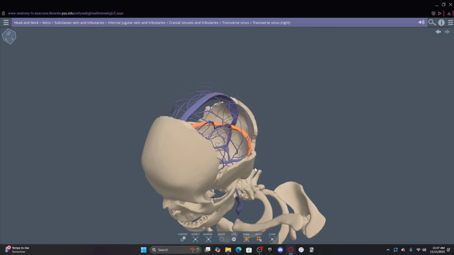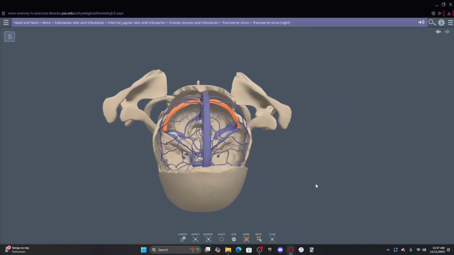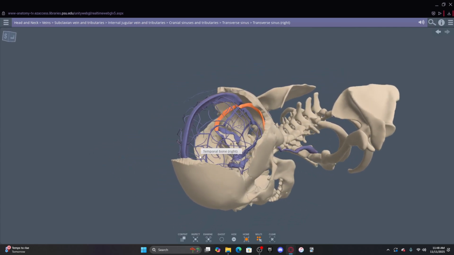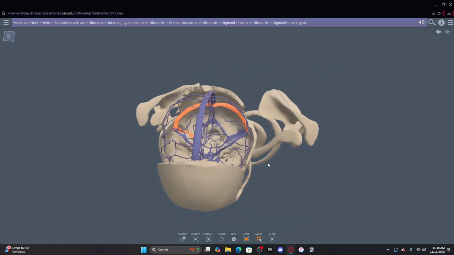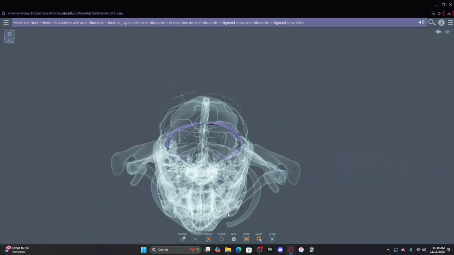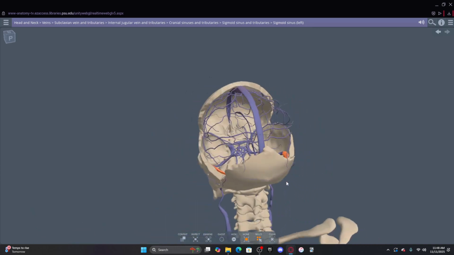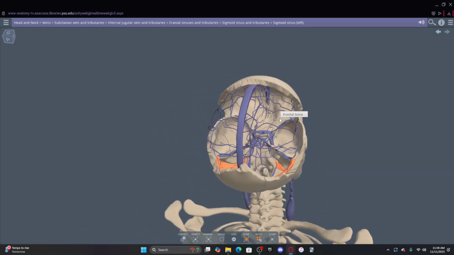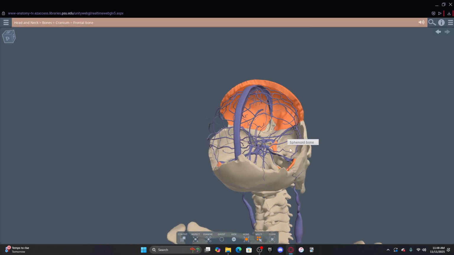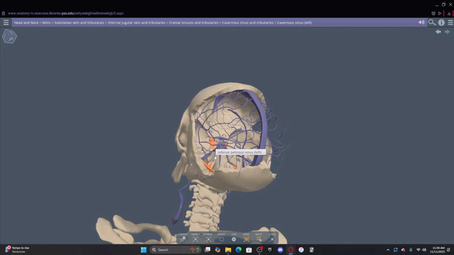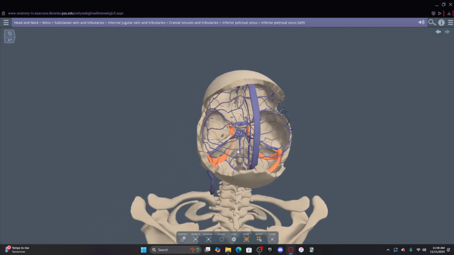So then we move into our transverse sinuses. So we went from superior sagittal sinus, confluence of sinuses, to transverse sinus. And then from there we go into the sigmoid sinus. And then we have our cavernous sinus, which drains into the internal jugular vein.